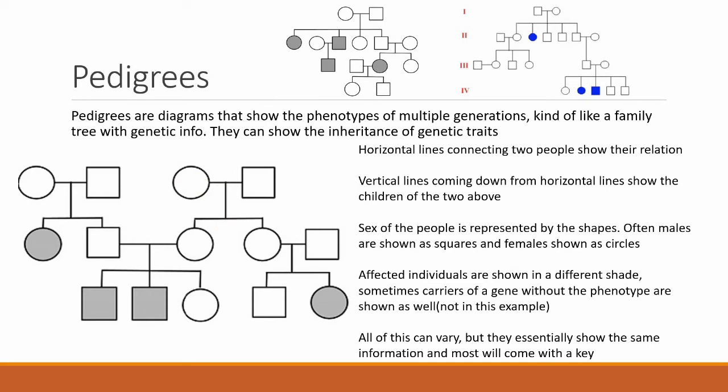Sex of the people is represented by shapes, so males are often shown as squares, and females shown as circles. Affected individuals are shown in a different shade, so in this case, they're shaded in grey. And also sometimes a carrier of a gene without the phenotype is shown as well. So if someone has the gene but doesn't show the traits, they are labeled as well. All of this can kind of vary, but they essentially show the same information, and most of the time in exams they will give you a key, so it doesn't really matter.